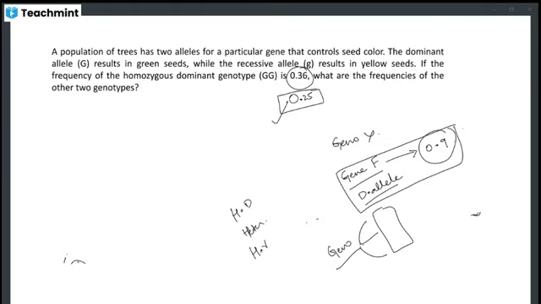Okay. So Mendel's second law is your law of independent assortment, right? So tell me one exception to this law of independent assortment. Linkage, right? Okay, so the main exception to this independent assortment is the linkage itself.